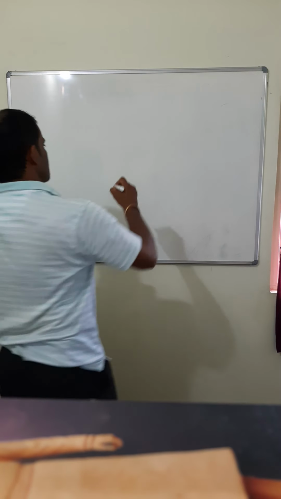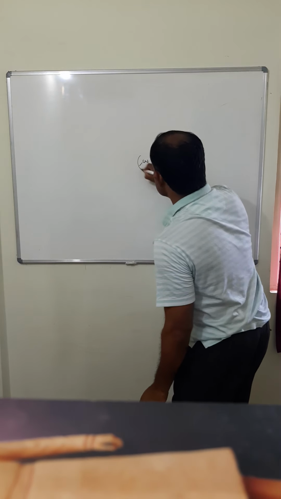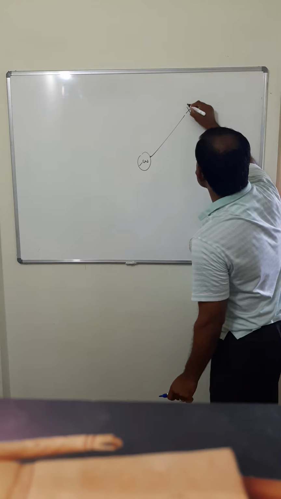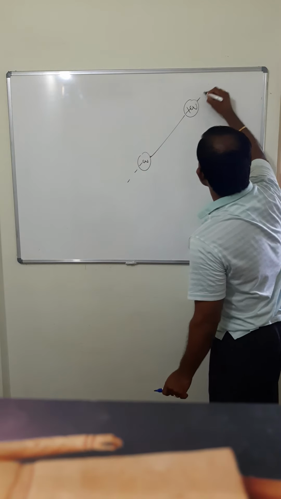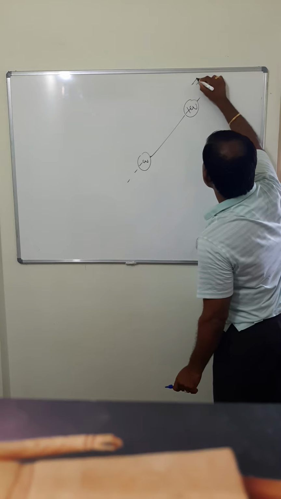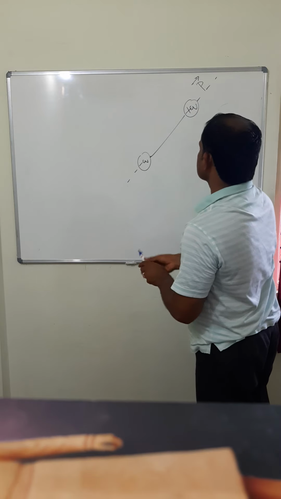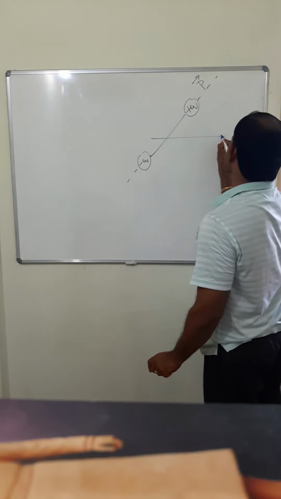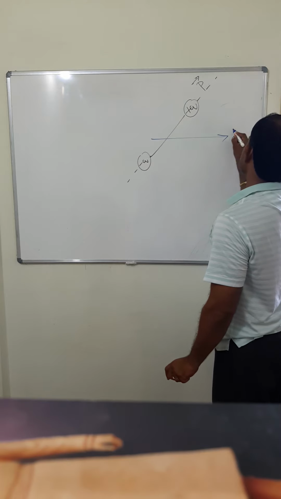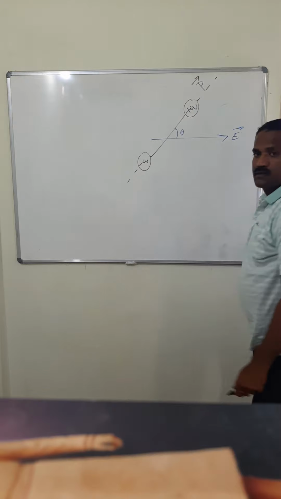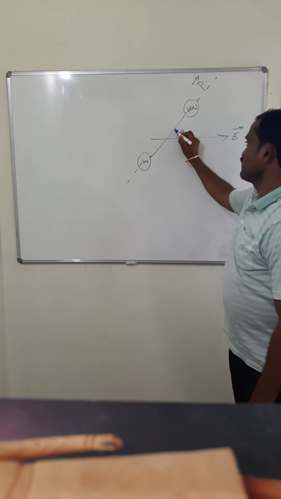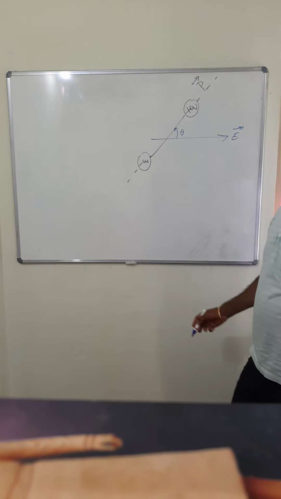So here this is minus Q, this is plus Q. A line drawn from negative charge to positive charge is what is called as dipole moment. This is the direction of electric field. Electric field direction is here and dipole moment. This is theta. Theta is the angle between the direction of electric field and the dipole moment.